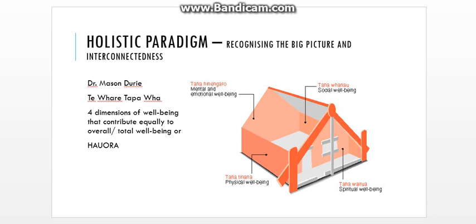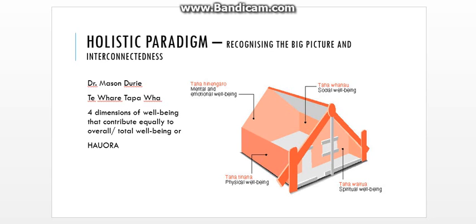These 4 areas include taha tinana, which is our physical well-being, in fact things like physical activity, personal hygiene, good nutrition, adequate sleep and rest, all of those sorts of things that are particularly linked to our physical well-being. It also recognises taha hinengaro, which is our mental and emotional well-being. This is very much around our thinking and our feelings and how those things contribute to our overall well-being.